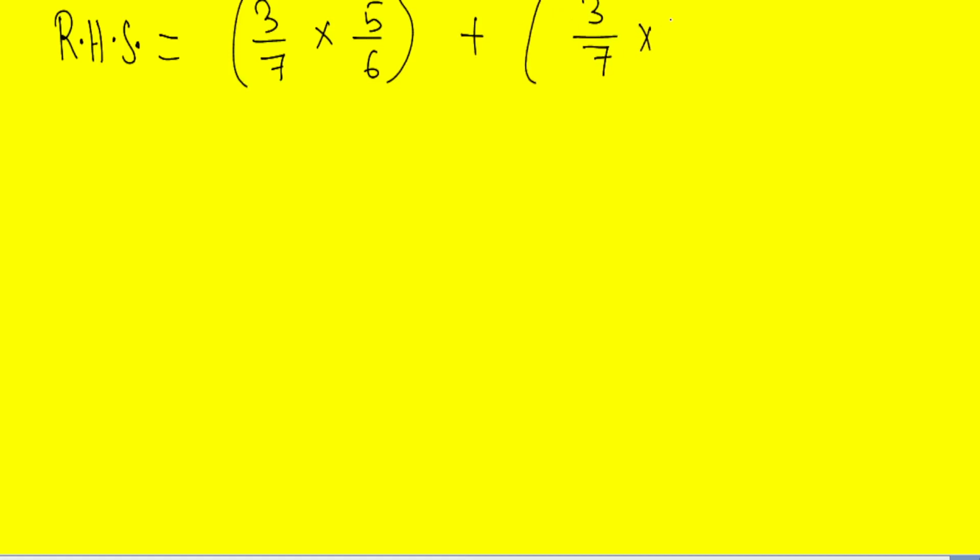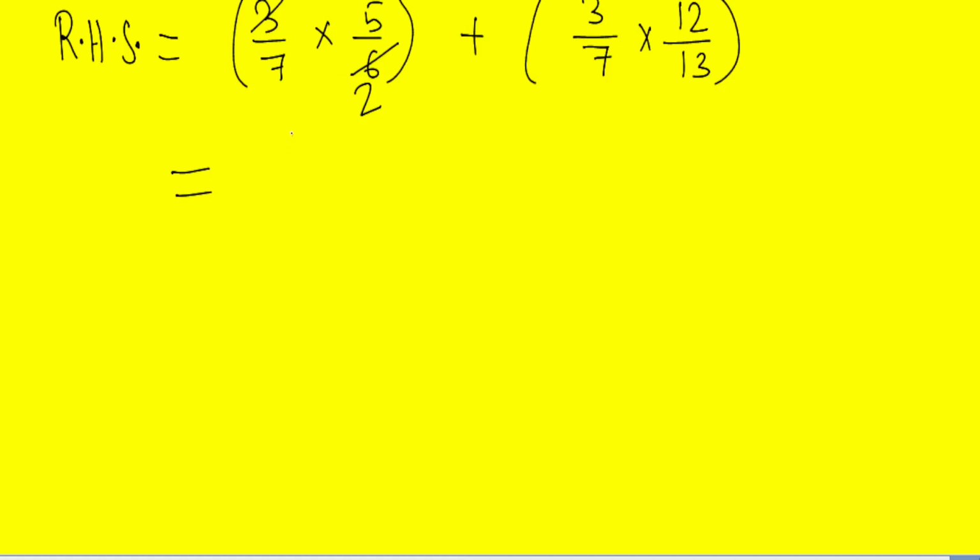So let's go towards the right hand side. In the right hand side, what expression have we been given? We have been given the expression: 3 upon 7 multiply 5 upon 6 under bracket plus 3 upon 7 multiply 12 upon 13. This is the expression which is given in the right hand side. So we start simplifying from this step onwards. 3 2s are 6, right? And in this bracket nothing will be simplified.